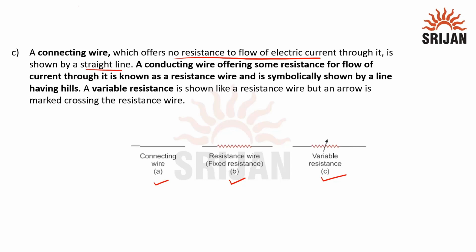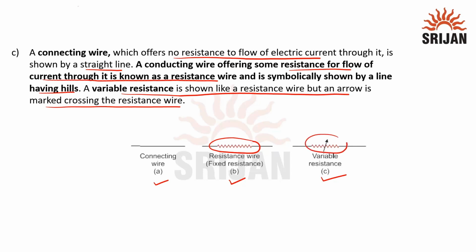Next, a conducting wire offering some resistance for flow of current through it is known as a resistance wire and is symbolically shown by a line having hills. So this is the symbol of the resistance wire. And lastly, a variable resistance is shown like a resistance wire, but an arrow is marked crossing the resistance wire. So this is the symbol of variable resistance.